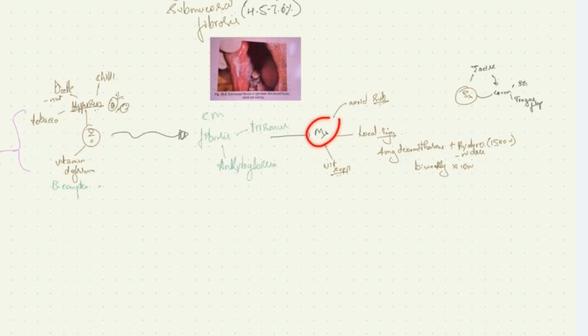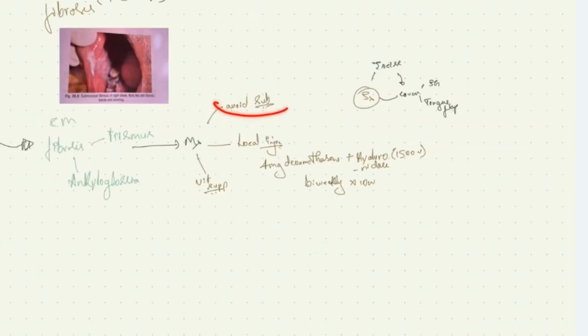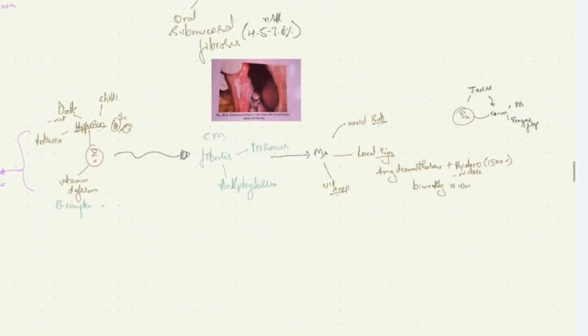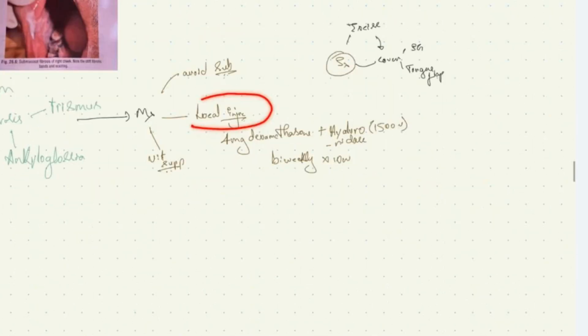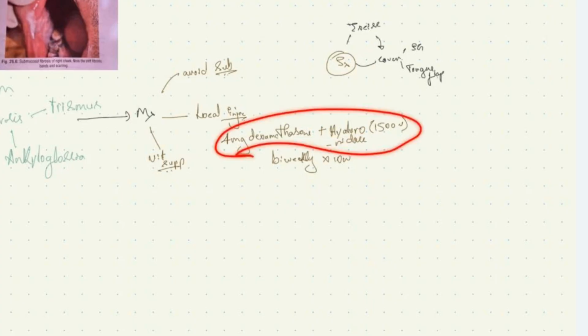We manage this condition by avoiding the substance which is causing the hypersensitivity reaction, and also we can give submucosal local injection of 4 milligram dexamethasone along with hyaluronidase. Dexamethasone suppresses the inflammation. Hyaluronidase will break down the fibrotic band which has already been formed. These two substances we give bi-weekly for 10 weeks.